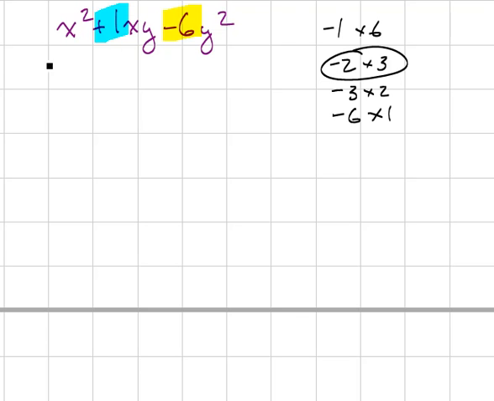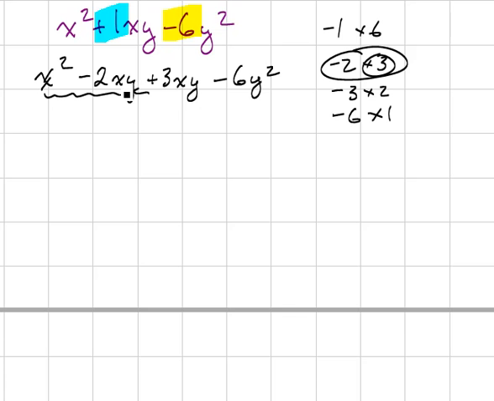Okay, so I have x squared to start with. I have minus 2xy. I have plus 3xy, and I have minus 6y squared. Okay, I didn't care about the x or the letters yet, just the numbers. Now I factor by grouping again. Okay, what's common in the first two terms? X. What does that leave you with? X minus 2y. I leave a blank. Bracket has to be the same. X minus 2y.